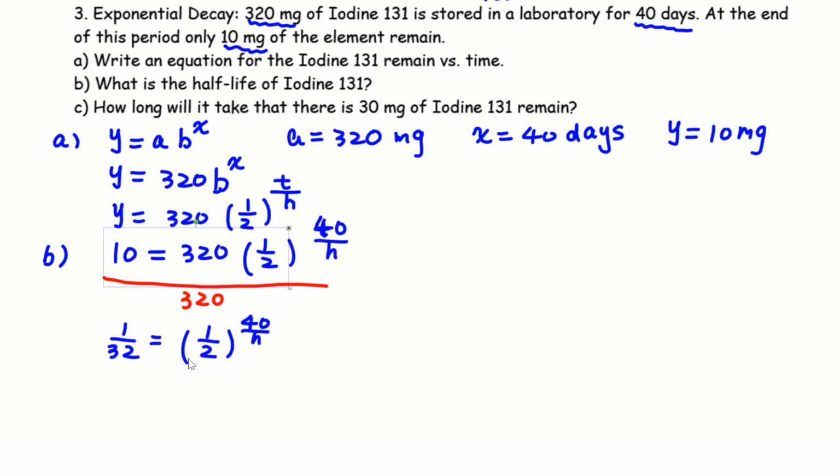So you could use the same base. So 32 is 2 to the exponent 5. So we have 1/2 to the exponent 5 equals 1/2 to the exponent 40 over H.